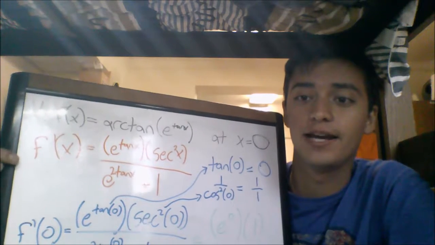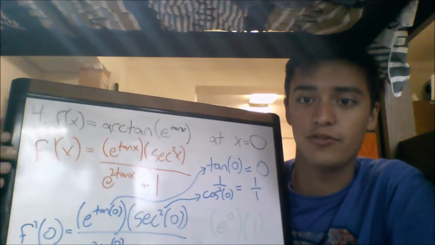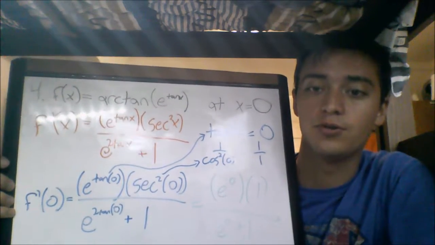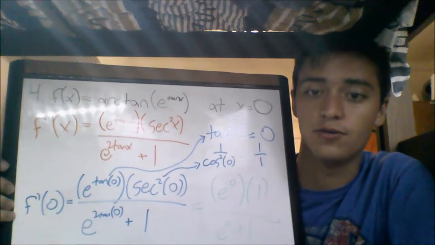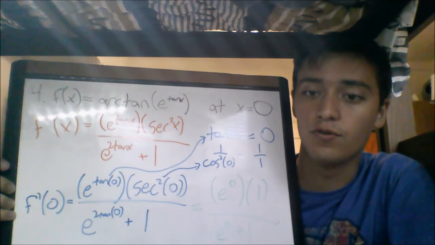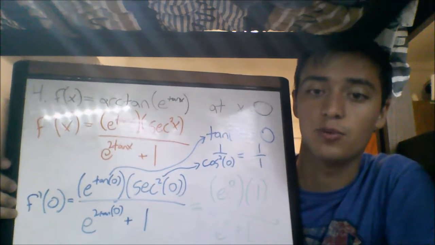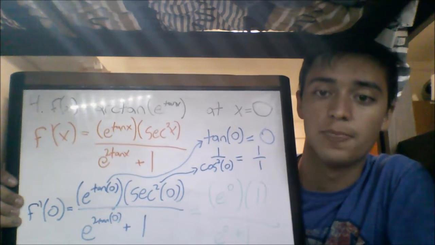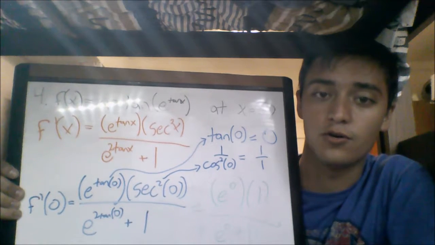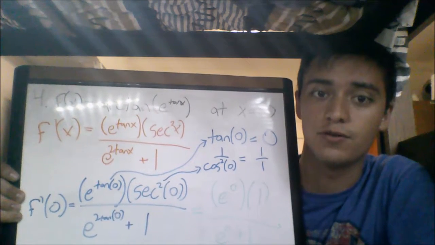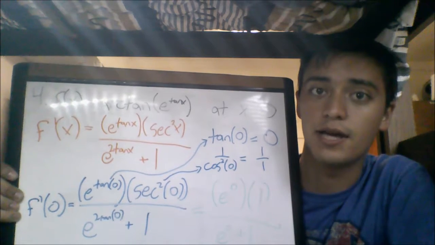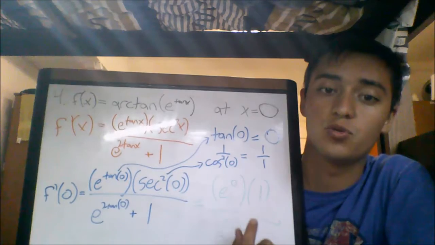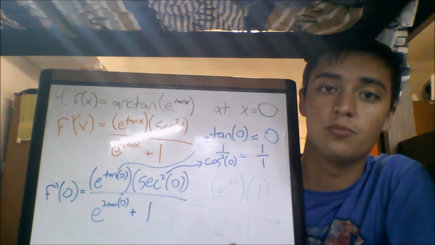Now rewritten here we have the equation f prime of x that we just found, and now we're going to plug in 0. So f prime of 0 is going to be equal to e to the power of tangent of 0 times secant squared of 0 over e to the power of 2 tangent of 0 plus 1. Now we know that tangent of 0 is also 0, and secant squared of 0 is the same as saying 1 over cosine squared of 0, which is 1 over 1, and when we square that, it's still 1. So, in the end, we end up with e to the power of 0 times 1 over e to the power of 0 plus 1.